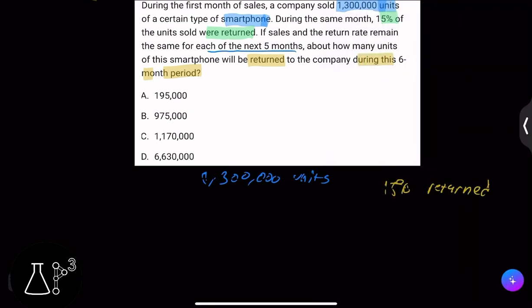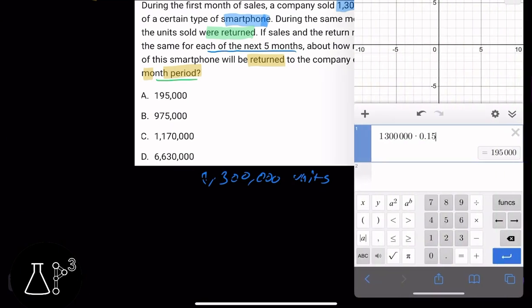So in total, how many of them will be returned? 195,000 units are returned in a month. And they're asking me what is the return total during all 6 months period. So what I want to do now is multiply the number that I got times 6 to look for the value of the total amount of smartphones that were returned in the 6-month period.